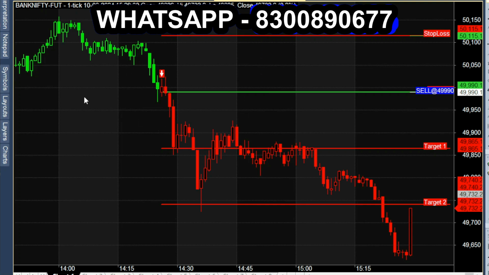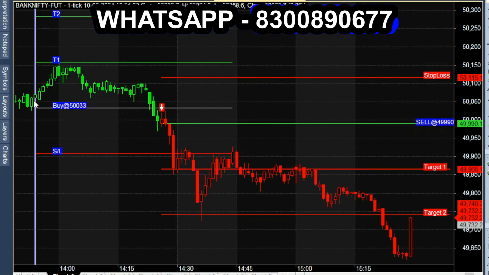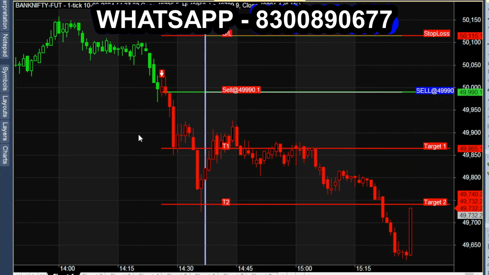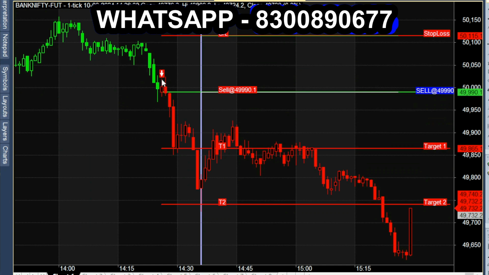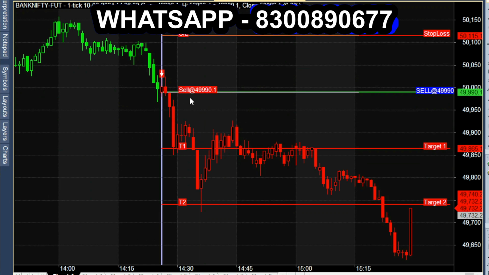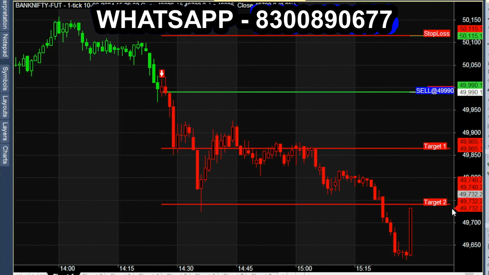Automatic buy sell signal generator. In this chart, it will automatically generate a buy call, a sell call, and where to take entry, target, and stop loss. So the previous day a sell call started. That sell call momentum followed today also.